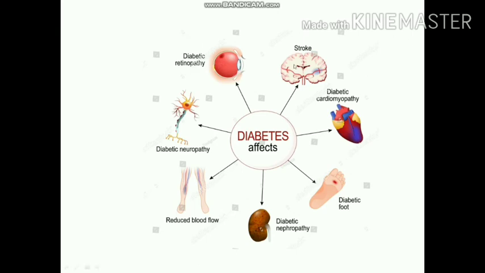This I show you in the picture: this is the stroke, which occurs due to diabetes mellitus. It is the diabetic retinopathy. This is the diabetic neuropathy, and it reduces the blood flow. Diabetic nephropathy, diabetic foot, and diabetic cardiomyopathy. These are some complications of diabetes mellitus.